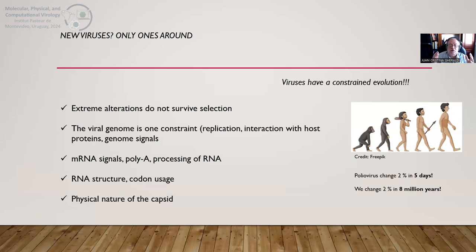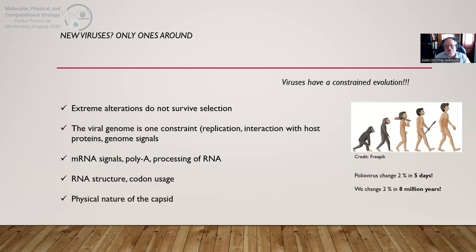There are other things that constrain evolution. How is your codon usage and how do you synthesize your protein? Do you compete with the cell for synthesizing the protein, the RNA structure, or obviously the capsid.